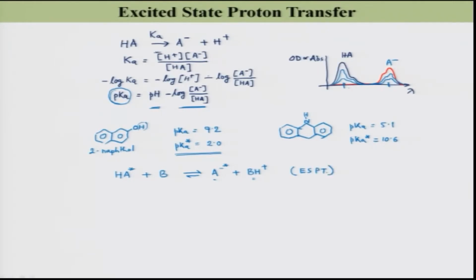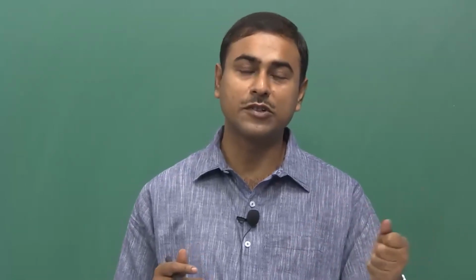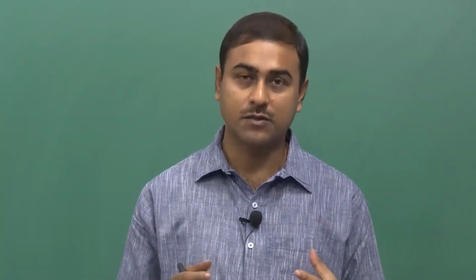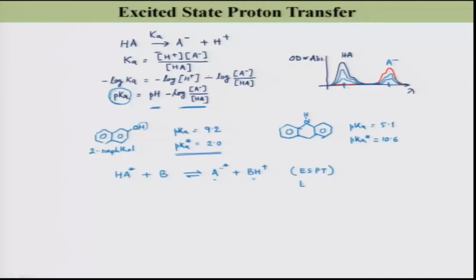Now, if it is within the same molecule, where one part of the molecule is the proton donor and the other part is the proton acceptor, then it is known as excited state intramolecular proton transfer, denoted as ESIPT. But we are not going to discuss this one in this course; we will only discuss this part. Okay.